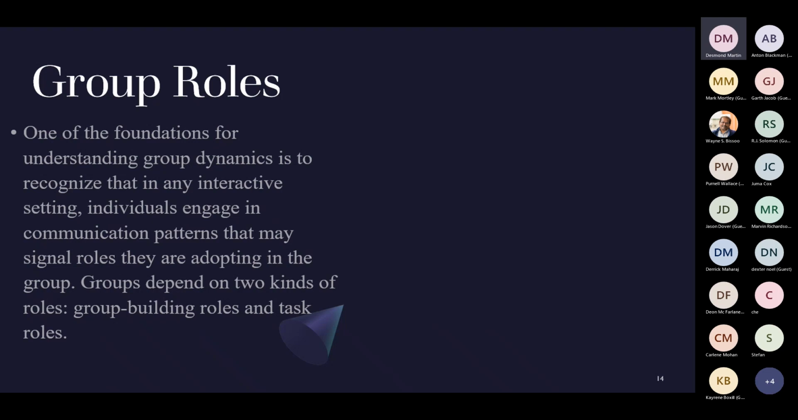Group roles. One of the foundations for understanding group dynamics is to recognize that in any interactive setting, individuals engage in communication patterns that may signal roles they are adopting in the group. Groups depend on two kinds of roles: group building roles and task roles. Participants who engage in both kinds of roles are absolutely essential to effective group dynamics.